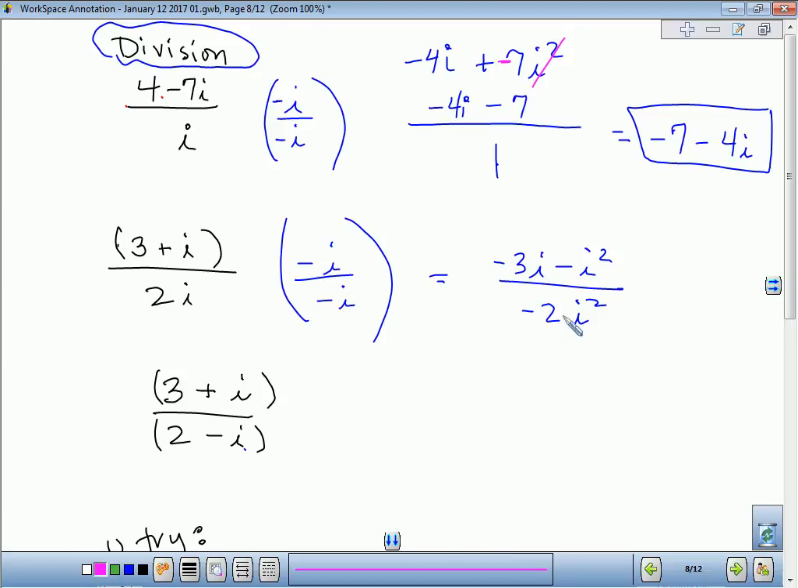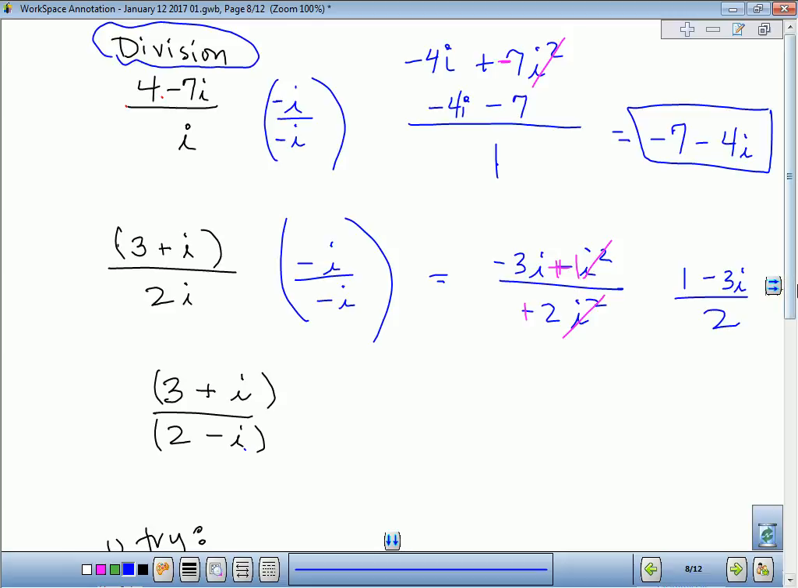Okay, i squared is negative 1, so in this case it makes the denominator a positive 2. i squared is negative 1, so minus a negative 1 makes it a plus 1. So this simplifies to 1 minus 3i over 2.